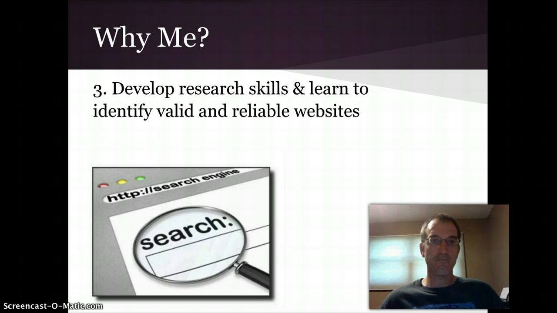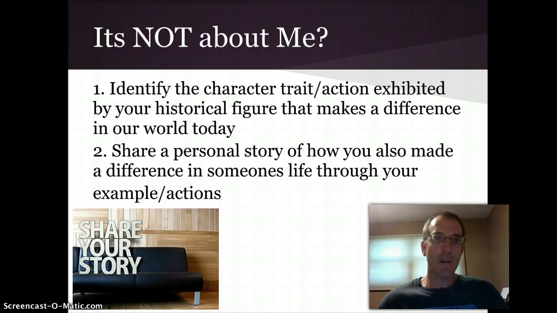And, of course, developing those research skills, learning to get onto the internet and find reliable sources, making sure that we have valid websites, and making sure that those websites' information is correct, and learning to check them with other websites or even maybe our textbook or other things in the library as well. But developing those research skills, they are going to help you all the way through your life.